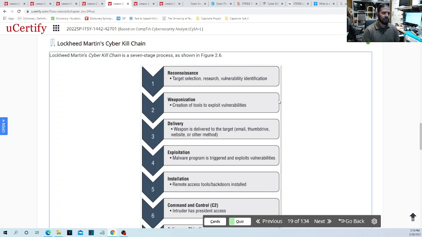How would they deliver it? Through a flash drive or thumb drive physically plugged into your machine, or by sending an email with an attachment to one of your employees. There are so many ways. It could be from a website that you visited, where they lured you in, and as soon as you visited, it injected some malware into your browser. So there are many ways to deliver the virus to your machine. That's step number three.